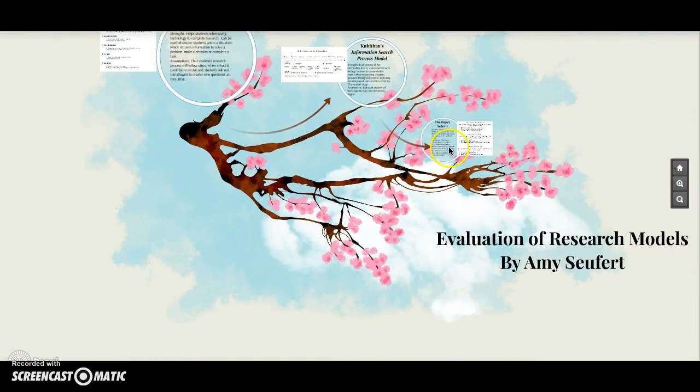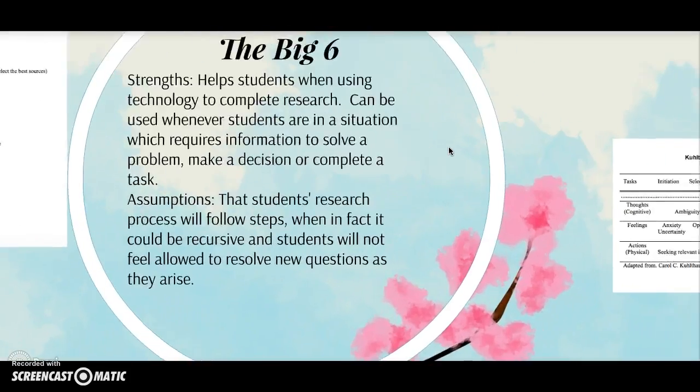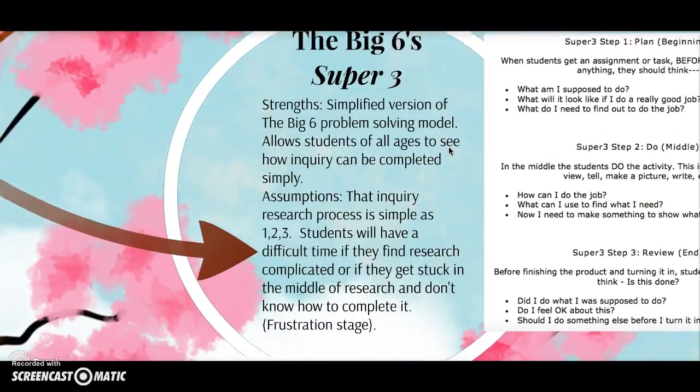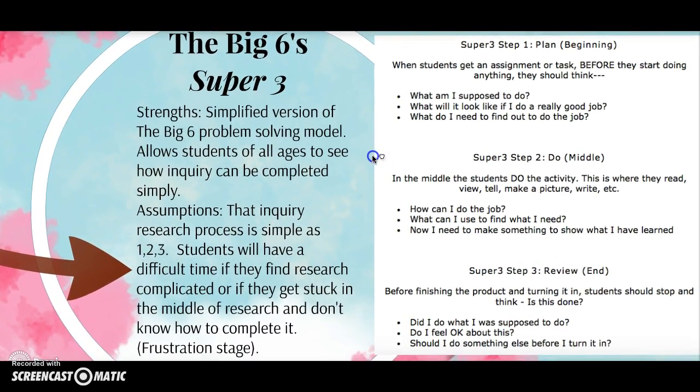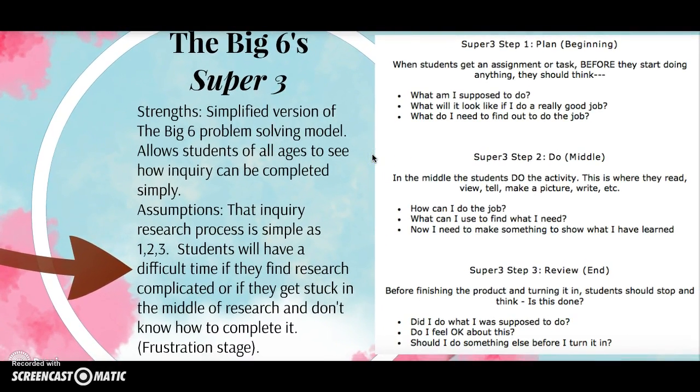All right, now moving on to the third one here. It's the Big Six's Super 3. Now, I enjoyed this one because it did take what the Big Six had to offer and simplified it almost into a 3-step plan. Maybe a red light, yellow light, then a green light. The beginning, middle, and end to research.